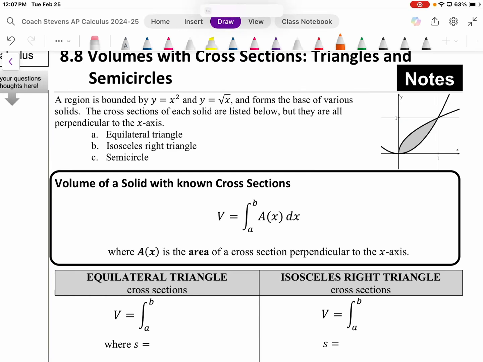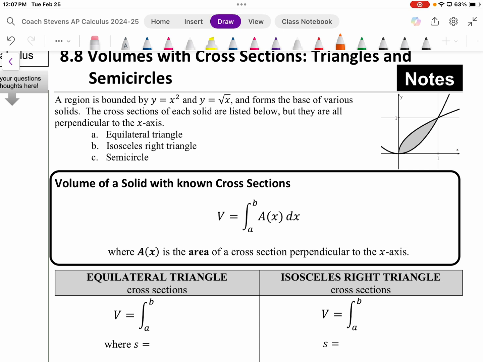So as we go through today's topic in 8.8, we're just trying to find the volumes of these with cross sections with two types of triangles, equilateral triangles and isosceles right triangles, and then also a semicircle. Biggest thing is trying to make sure you remember some of the formulas.